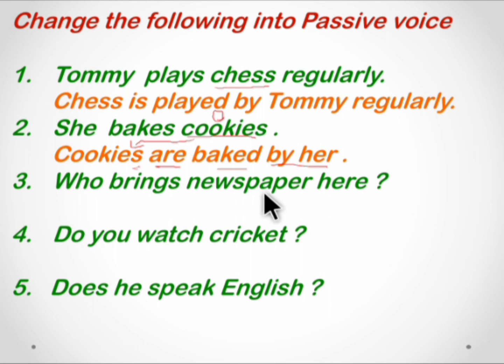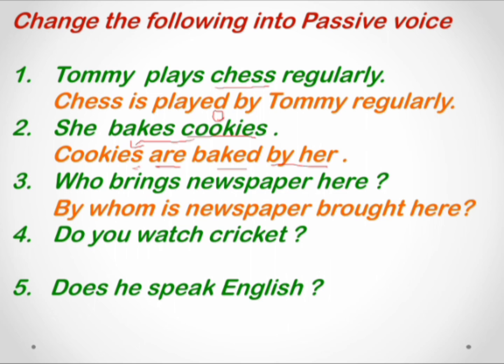Next, who brings newspaper here? I guess you have completed. By whom? So who will change to by whom in the passive voice. Newspaper is singular, so we use is and bring the object. Then the past participle of brings is brought. Here, place the adjunct where it is. By whom is newspaper brought here?